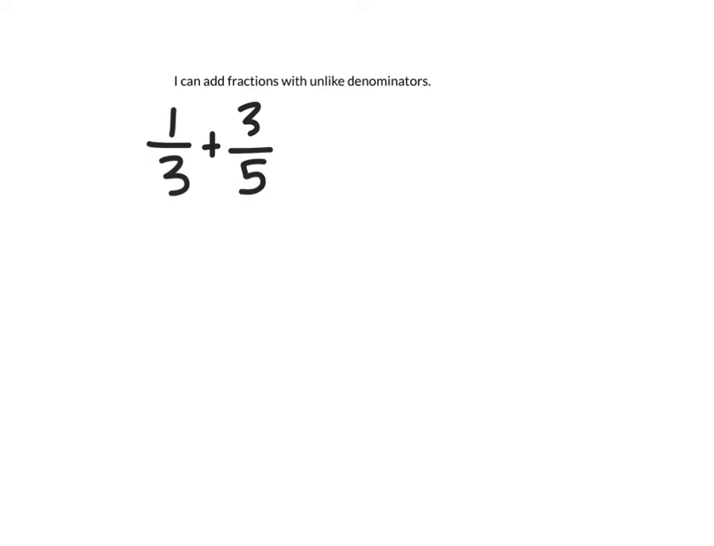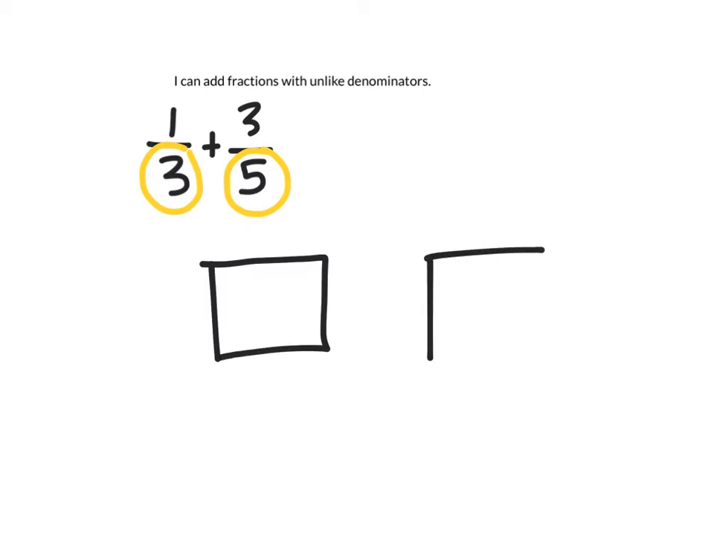So the first step for me is always to circle the denominators, 3 and 5, because they're not the same. We can't add them yet until they are the same in the denominator. So the first step for me is to draw out these two fractions. Here's 1/3, and here's where I'm going to put 3/5.